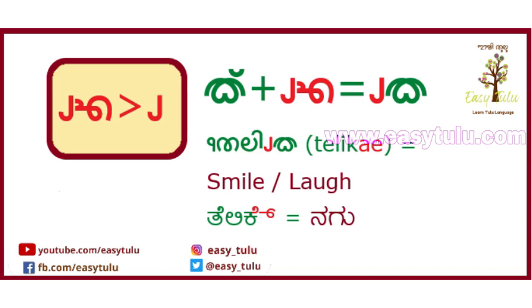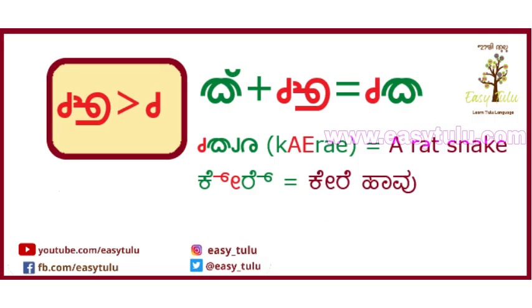First we have to write the short A vowel symbol. Then write the letter Ka. Ka. Next vowel is A.